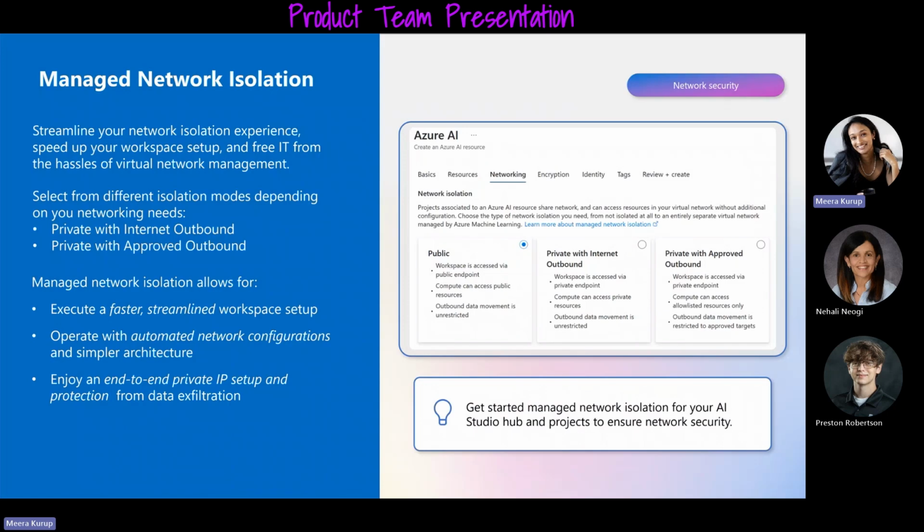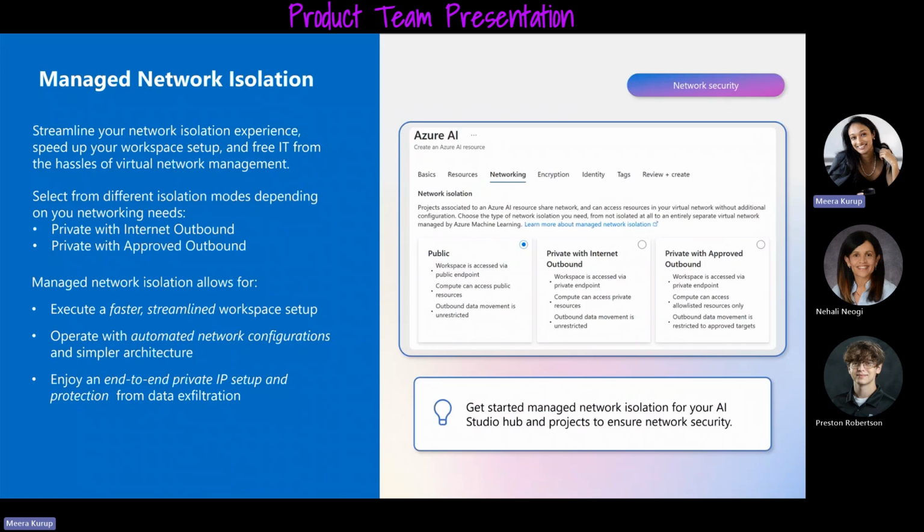The difference here being that private with internet outbound unrestricts outbound data movement, while private with approved outbound restricts all outbound movement to the internet, and only certain approved targets can be made so that you can access the internet for your AI workloads. Which is great for a lot of our enterprises who care a lot about what their internal teams are doing with the outbound access, and they only have certain links and URLs that they'd want to have their teams using and accessing on the internet.